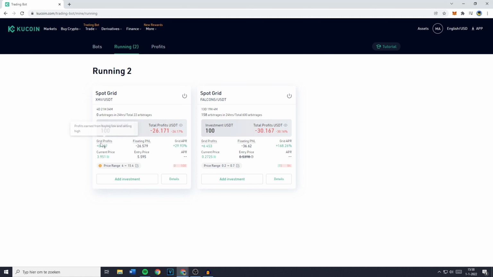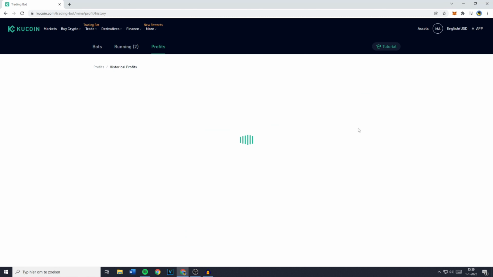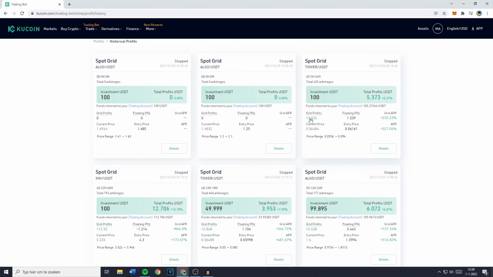The grid profits are the profit the KuCoin bot made for you. So this is the difference between the floating PNL and the total profits or the total loss right here. Now for this bot that was only 40 USDT difference, but you can see that on my Falcon/USDT pair, the grid profits are 6.5 USDT, and when I go over to my historical trades, you can also see that the grid profits on this trade was 3.8 USDT in just 4 days.